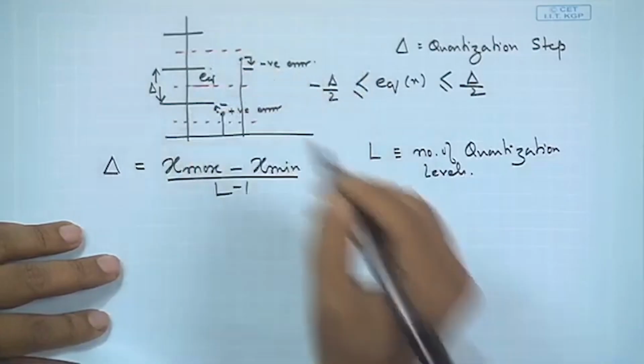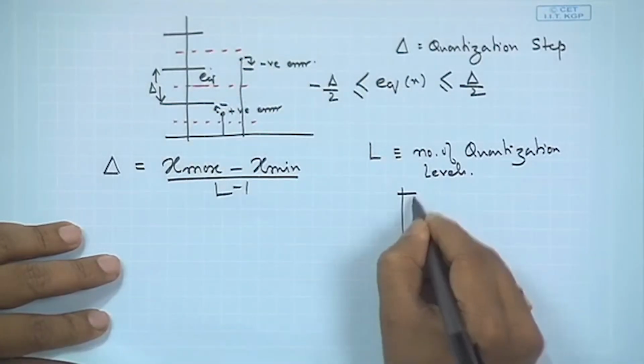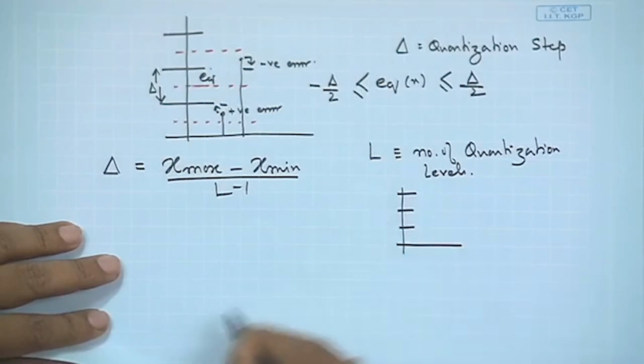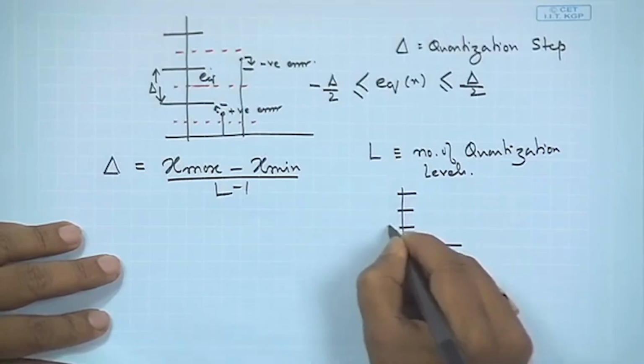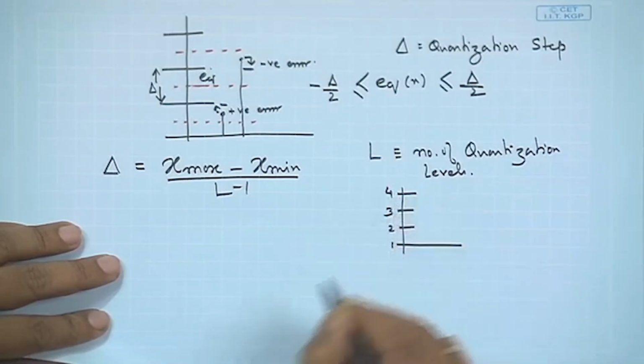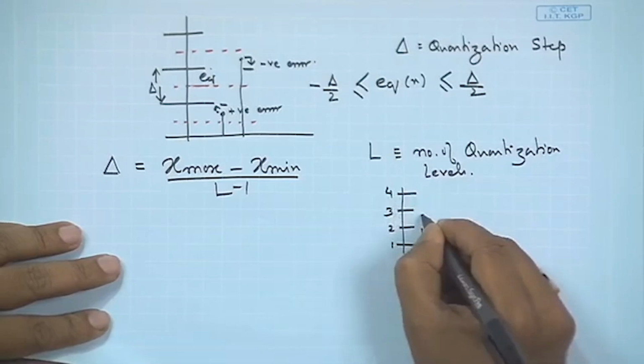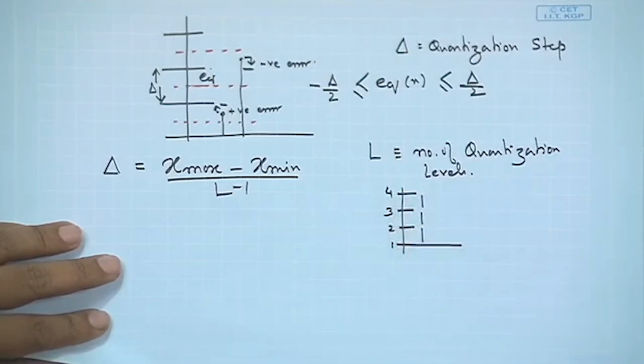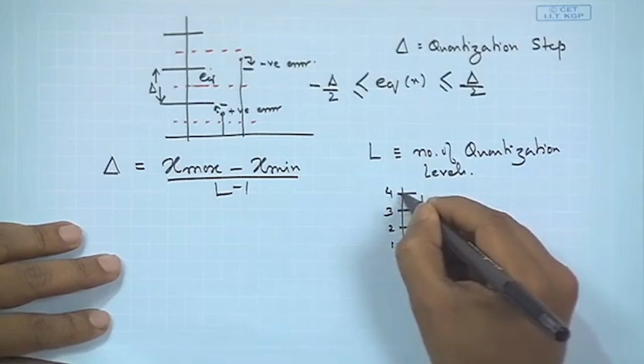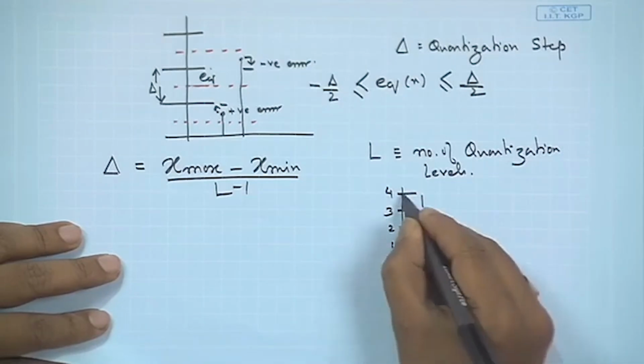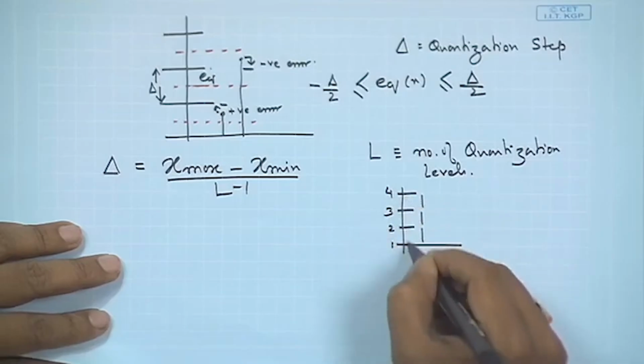If there are L levels, the picture is clear: 1, 2, 3, 4. If there are 4 levels, 1, 2, 3 and 4, then there are 3 intervals. If this is the max value and this is the min value, you have 4 minus 1, that is 3, divided by 3.